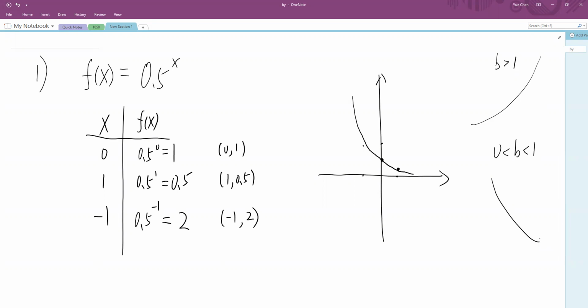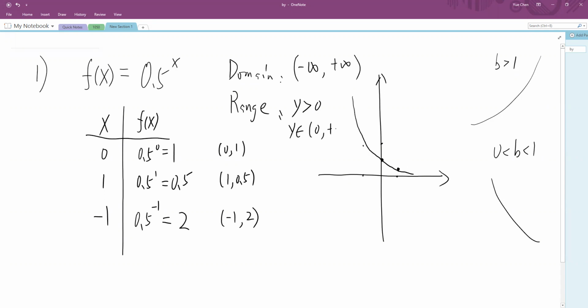And from this graph, the domain is all the x values that you can plug in. You can see from the graph that you can plug in any x values you want. So the domain is -infinity to +infinity, all real numbers. And the range is the y values for this curve, which is greater than 0, always above the x-axis. So the range is y greater than 0, or from 0 to +infinity.